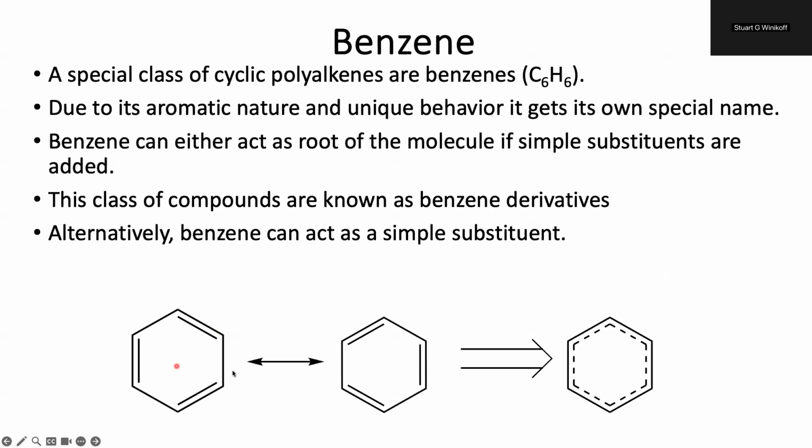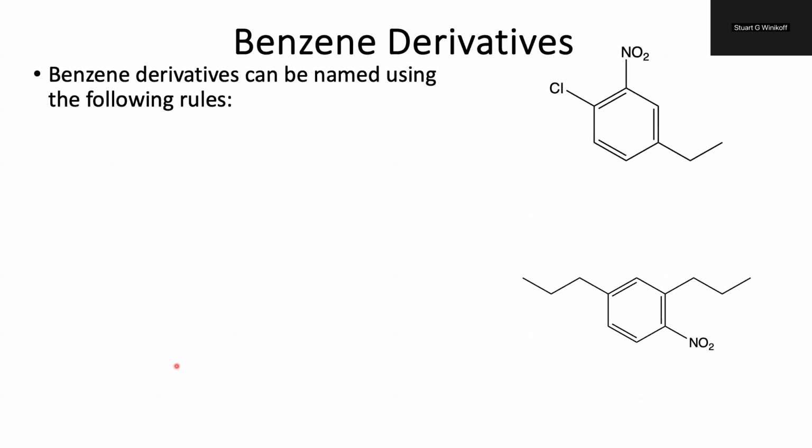However, benzene can also act as a substituent. I can add a benzene ring to something, and these will follow slightly different rules. So let's go ahead and start by putting benzene at the core and look at benzene derivatives. So I can go ahead and name a benzene-containing compound using the following rules. So first, we're going to establish the root name. It's benzene.